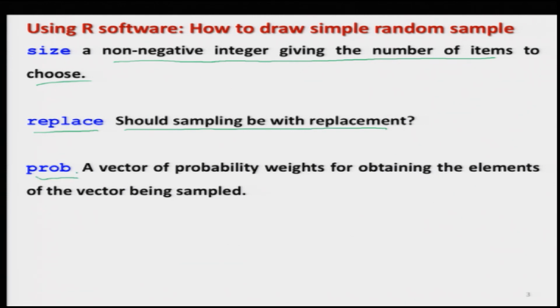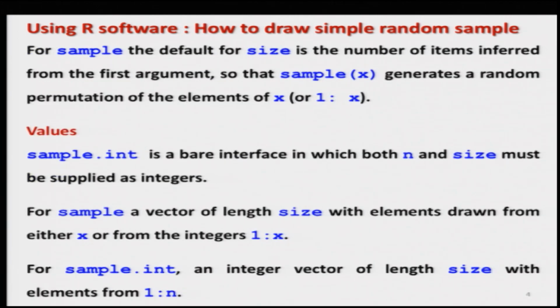Probability is something which I am not considering here, because in your case the probabilities are always going to be the same. But definitely if you go to some more sampling schemes, there you have to use this parameter PROB, where you assign a vector of probability weights for obtaining the elements of the vector being sampled. But anyway, we are not going to use it here, so I am not giving you more detail.